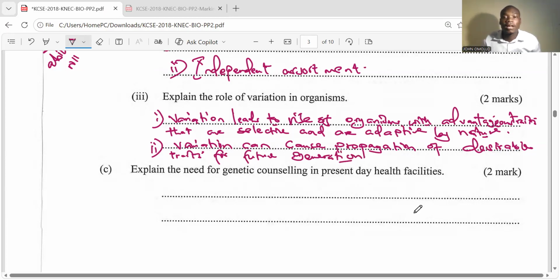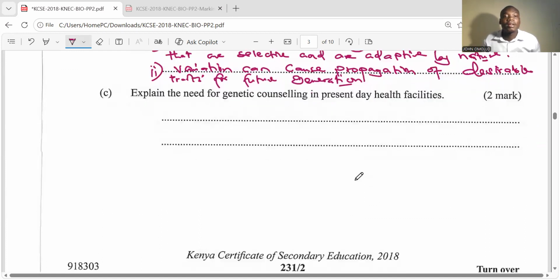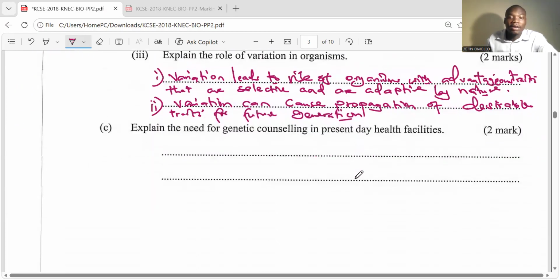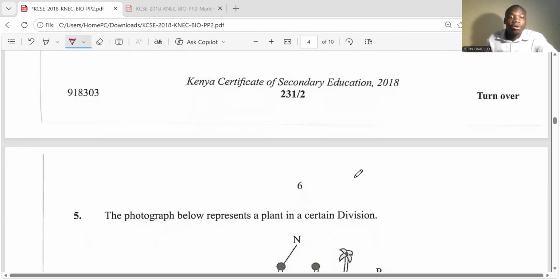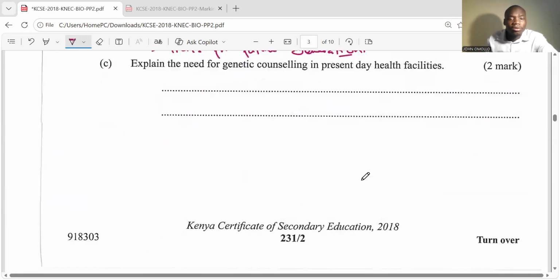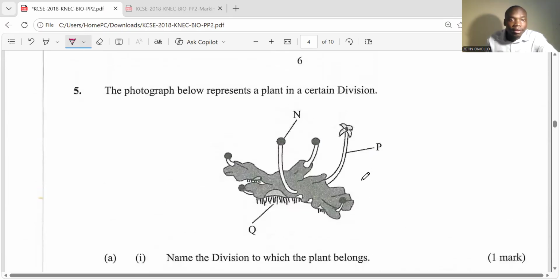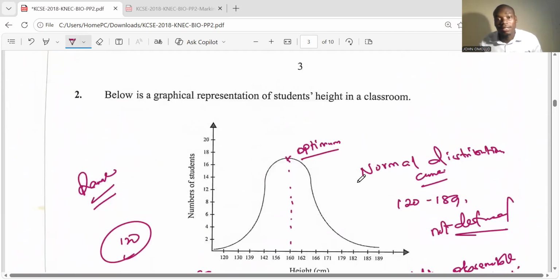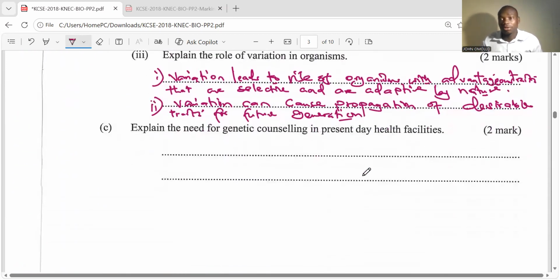So those are the two roles of variation in organisms. Last question. I said I'm only going to do question 1 and question 2. The third question will be done the following day, or if you want me to do it, let me just do it. No problem. I will do it for the sake of you as a Form 4 learner who is preparing for the KCSE. Let's dive into the last question of this number 2.